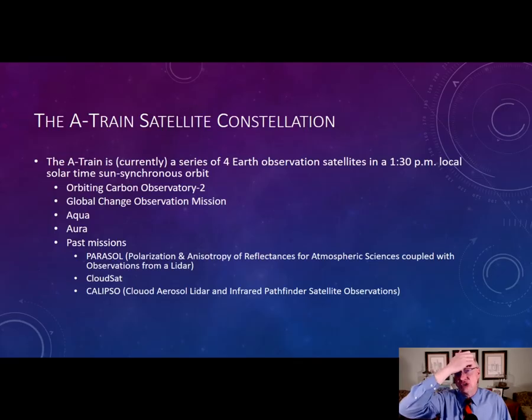So right now, the A train consists of 4 satellites, and they're in a 1:30 p.m. local solar time sun-synchronous orbit. And right now it consists of the Orbiting Carbon Observatory 2, which is measuring the amount of carbon dioxide in the atmosphere, because that's a major contributor to global warming. There's the Global Change Observation mission, Aqua, which is measuring ocean surfaces and winds over the oceans and the roughness of the surface of the ocean. There's the Aura mission, and then there were some past missions that are no longer operational. One that measured cloud cover, one that measured aerosols in the atmosphere, and the Parasol mission. So those are former satellites that are no longer functional.